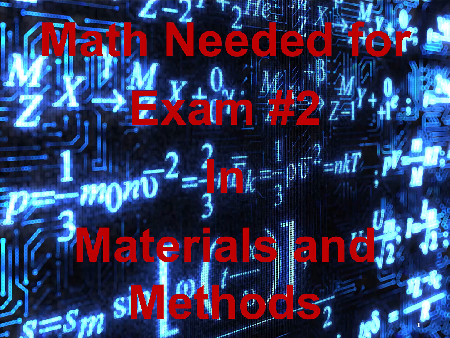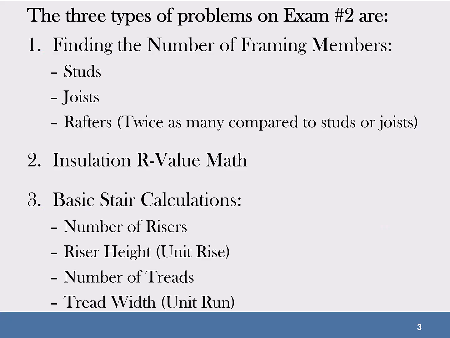Okay, today we're dealing with the math needed for exam number 2 in materials and methods. So the 3 types of problems we have on this exam are finding the number of framing members, whether they be studs, joists, or rafters. And the method is basically the same except for rafters, where we will calculate one side of the roof of a gable roof and then we have to double it at the end.